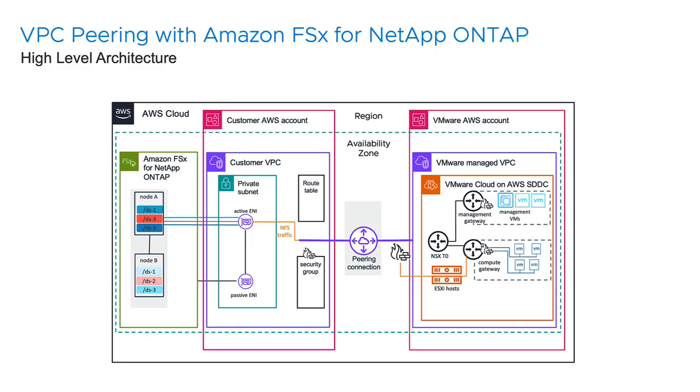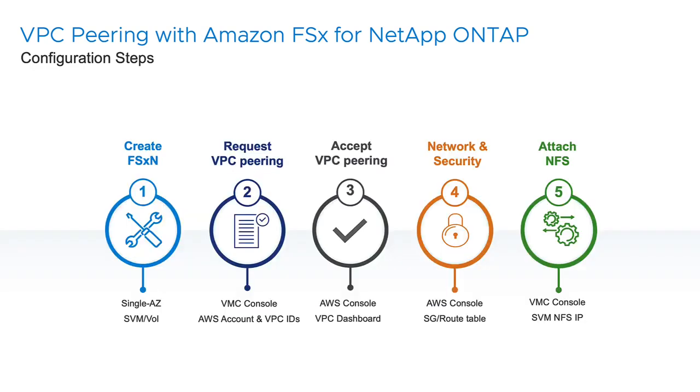Hi, in this video, I'll walk you through the steps to attach external NFS storage to your VMware Cloud on AWS SDDC. I'll be leveraging Amazon FSx for NetApp ONTAP and Amazon VPC Peering to complete the setup. The entire process can be completed in 5 steps, so let's dive into each one of these to learn more.